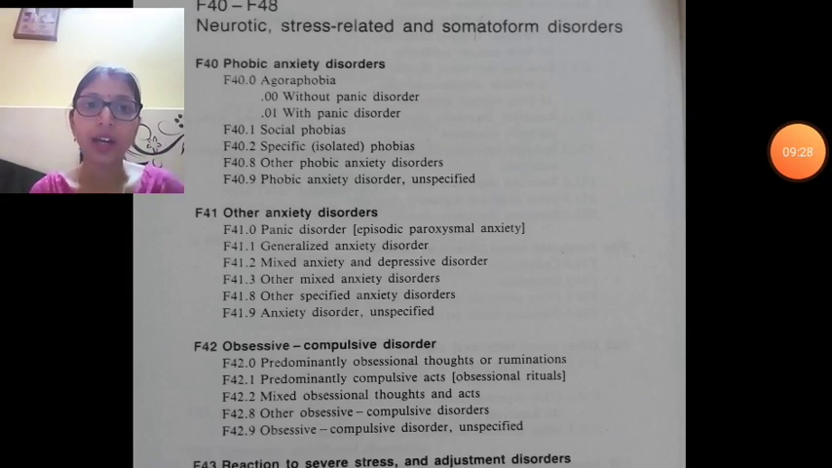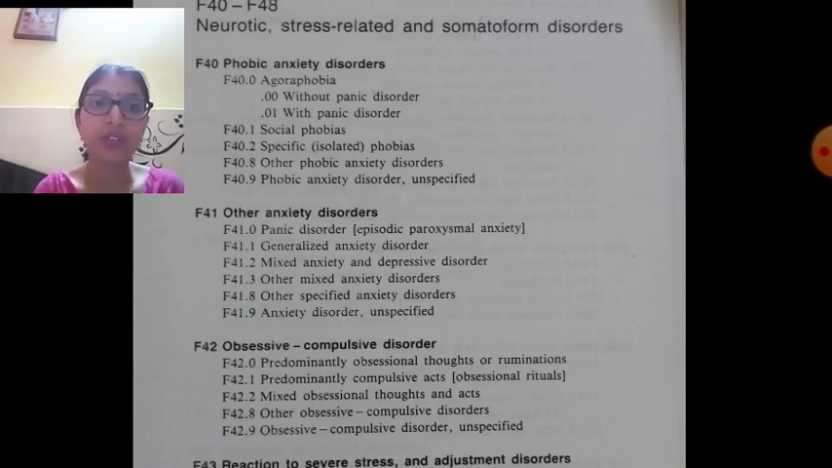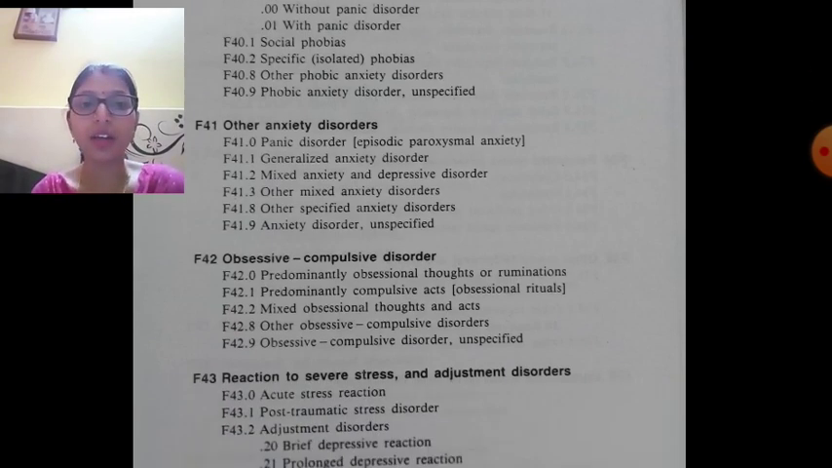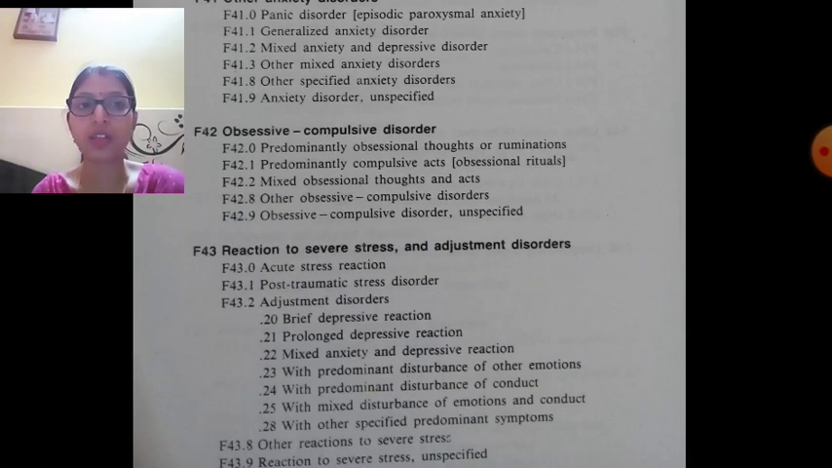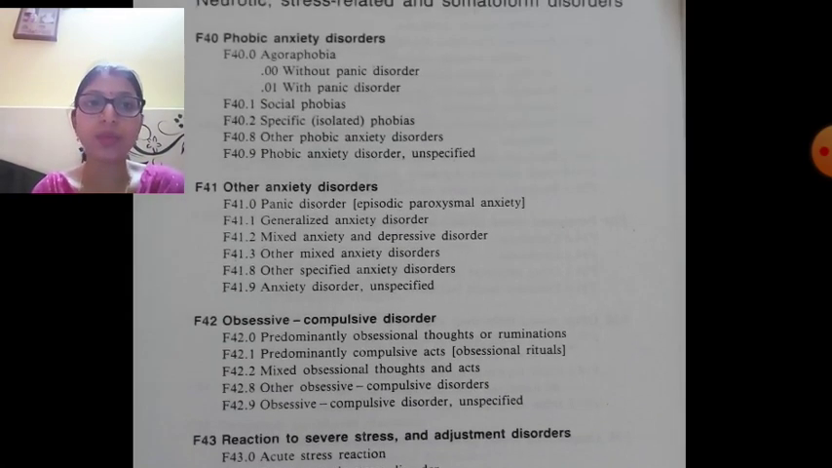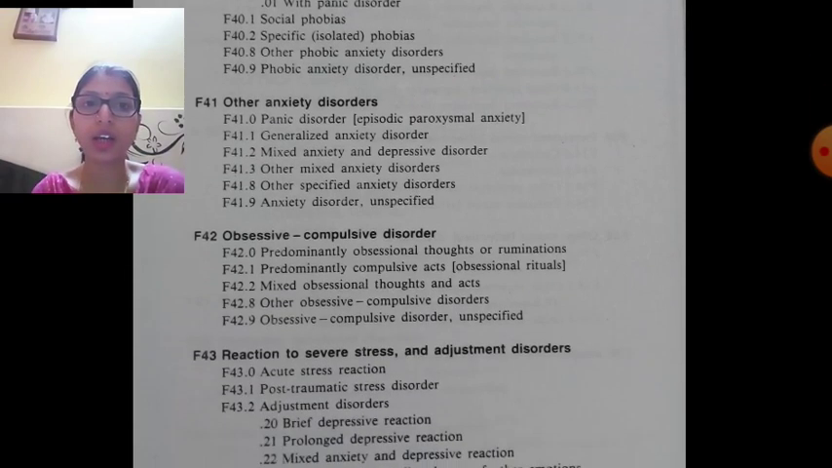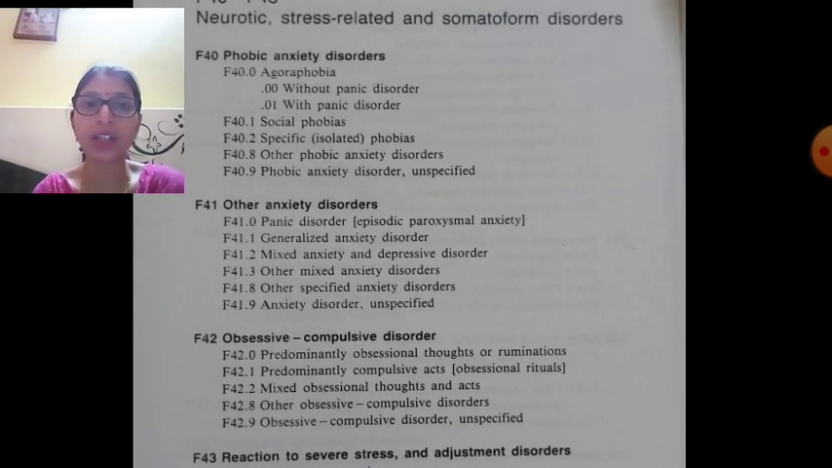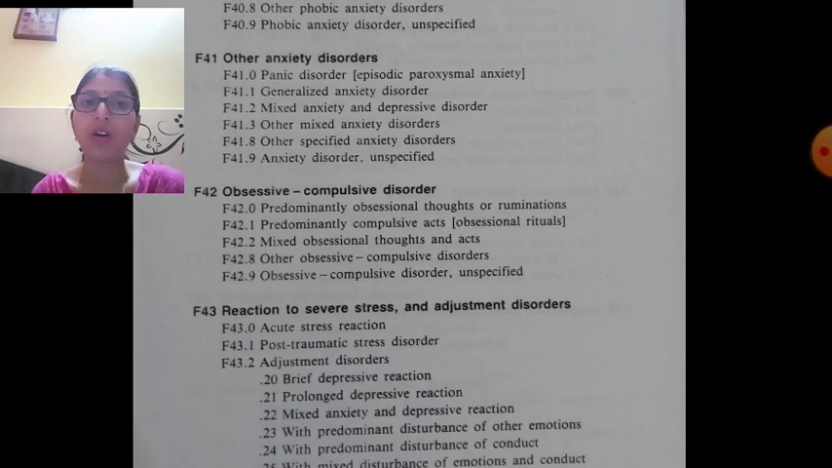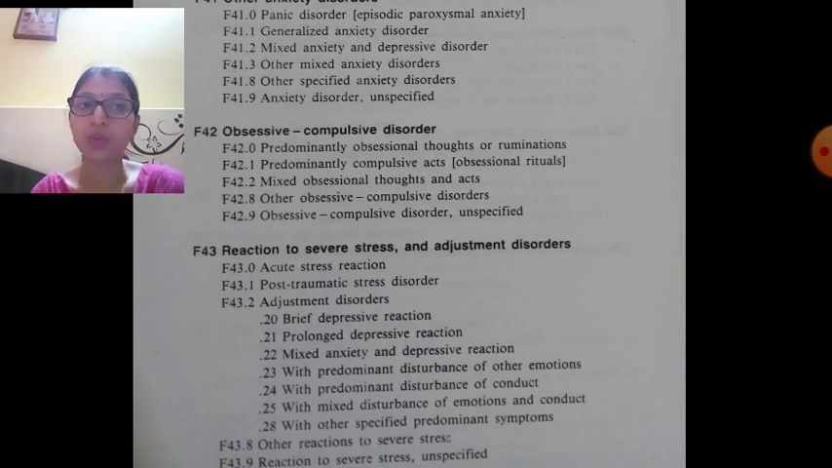Now the other category is the other anxiety disorders. In this, there are panic disorder, generalized anxiety disorder, mixed anxiety and depressive disorder, other mixed anxiety disorders, other specified anxiety disorder, and unspecified anxiety disorder. OCD is also considered in this category, along with the reaction to severe stress and adjustment disorders. This is a broader category in which many disorders are considered: the phobic anxiety disorders, other anxiety disorders, OCDs, and reactions to stress and adjustment disorder.